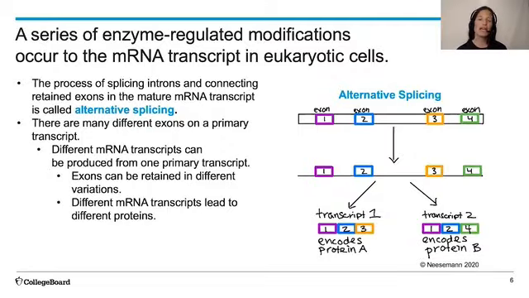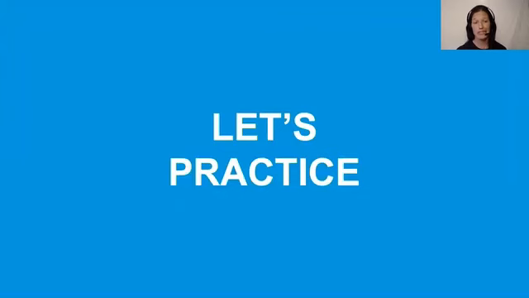But what we can do is we can actually produce different mRNA transcripts from the same primary transcript. And the way we do that is by retaining those exons in different variations. So you'll notice I have transcript 1, and that has exons 1, 2, and 3. Transcript 2 has exons 1, 2, and 4. So those are different exon combinations, which are then going to lead to different proteins. So in my illustration, transcript 1 encodes protein A, and transcript 2 encodes protein B. But remember, those were created from the same primary transcript.